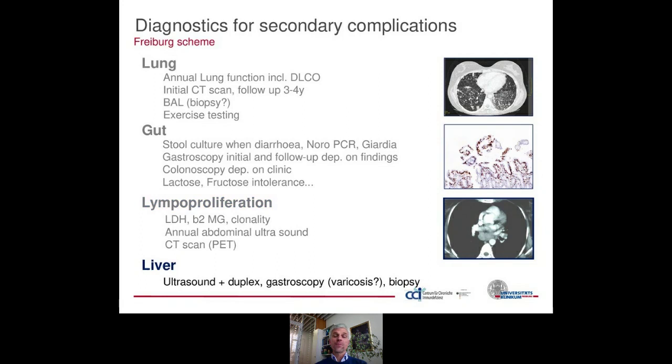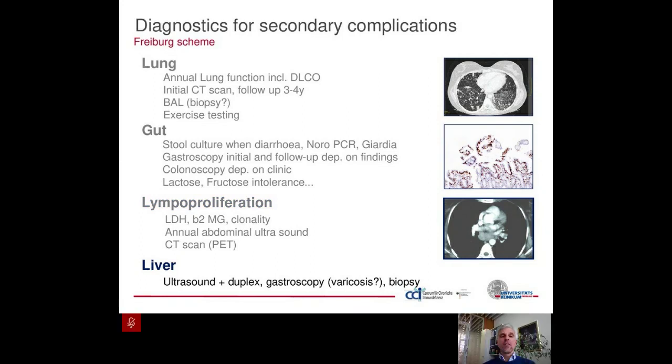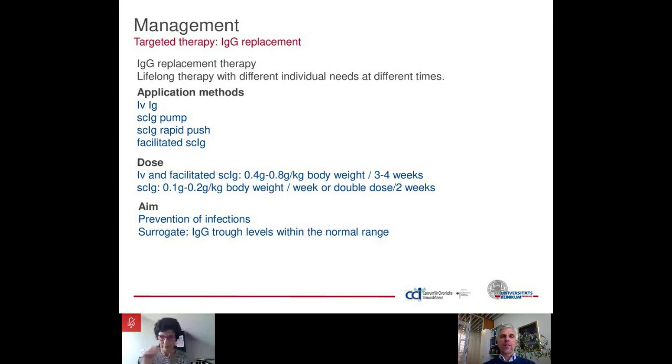Similarly, liver, the main form of liver involvement is nodular regenerative hyperplasia. Therefore, we do duplex and gastroscopy to rule out portal hypertension and biopsy of the liver to get better ideas. Now, once you have all your diagnostic parameters, including the severe forms of complications, you need to think how to treat your patient.